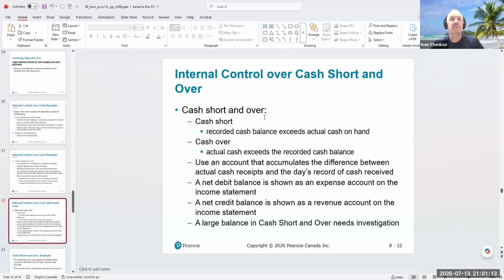Short and over. So once you check the cash, checking the receipt, the total. If the cash is less than the total, you're short on cash. If the cash is more than the total, you have more cash.